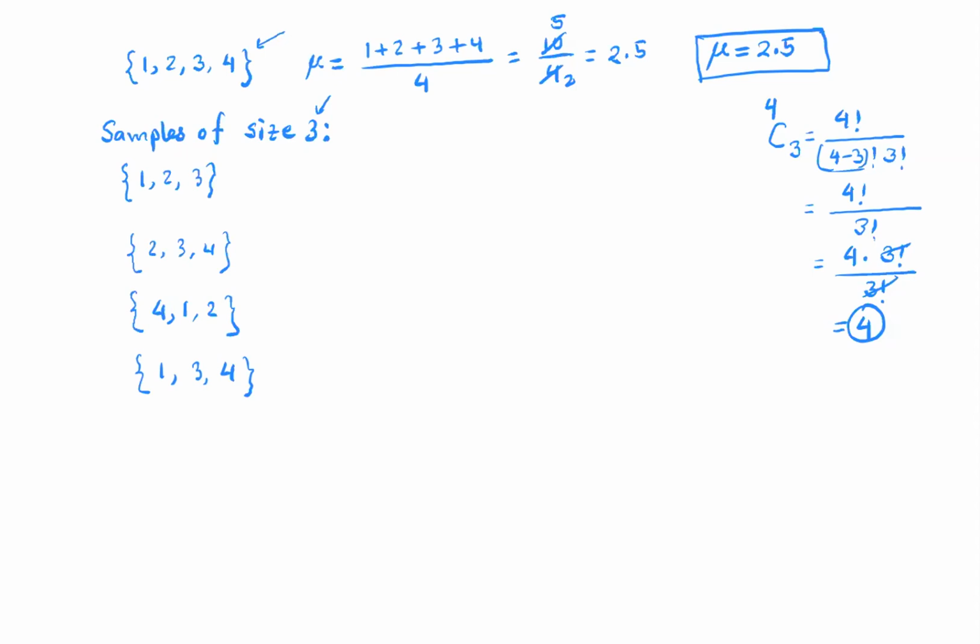Now, for this one, I'm going to find the average, which is called x1 bar. That is going to be 1 plus 2 plus 3 divided by 3, which gives you 2. So x1 bar is 2.